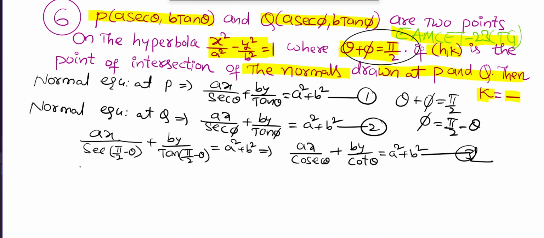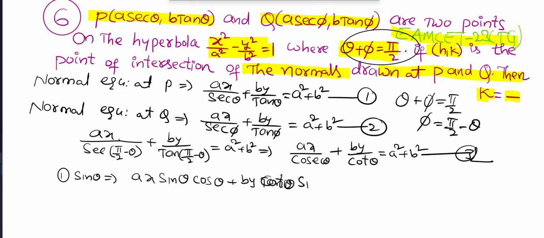So multiplying the first equation by sin theta, the first equation into sin theta is equal to ax into sin theta cos theta, since 1 by secant theta is cos theta, plus by by tan theta, which is cot theta, multiplying by sin theta. This is sin theta is equal to a square plus b square into sin theta.